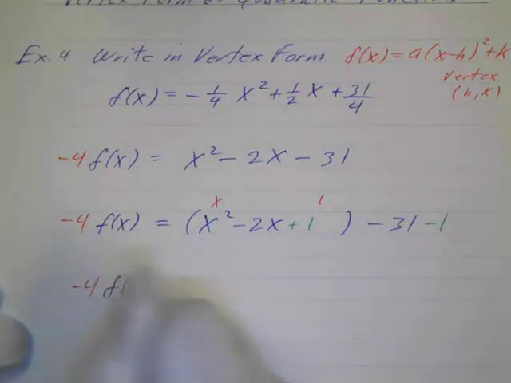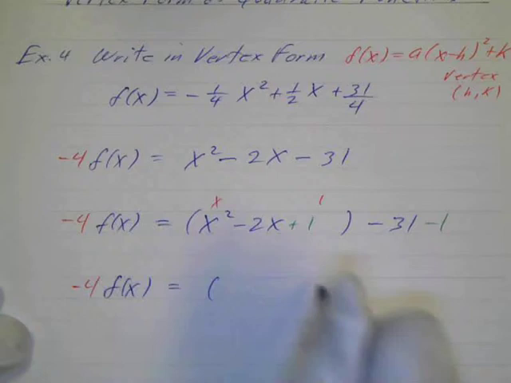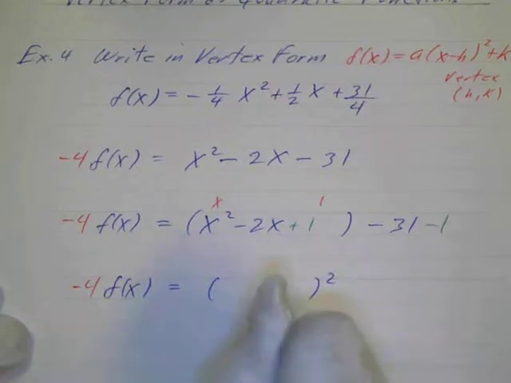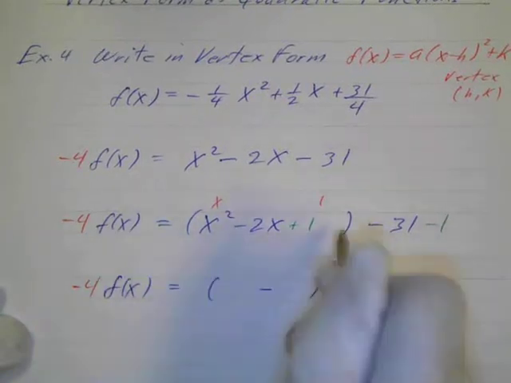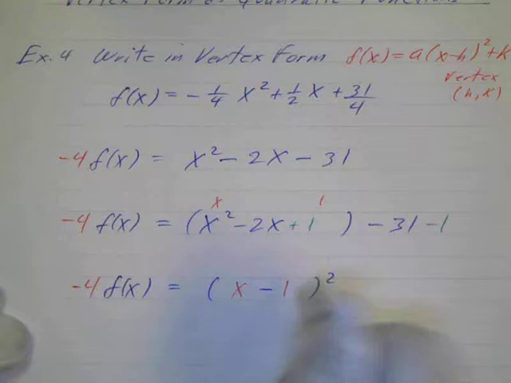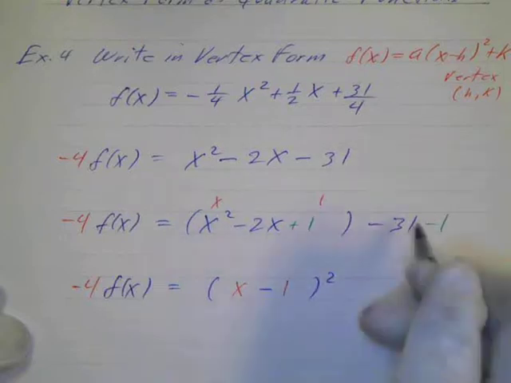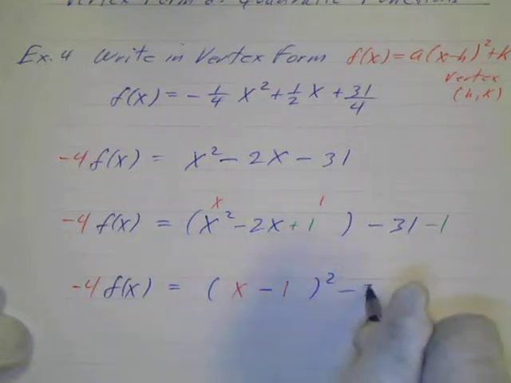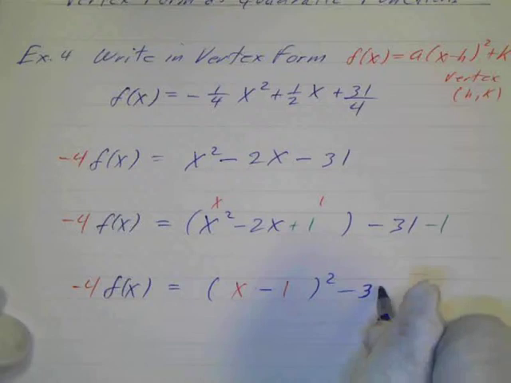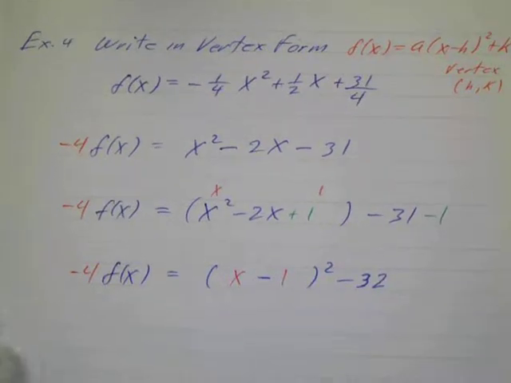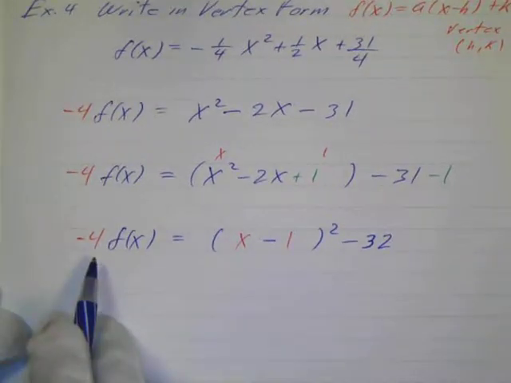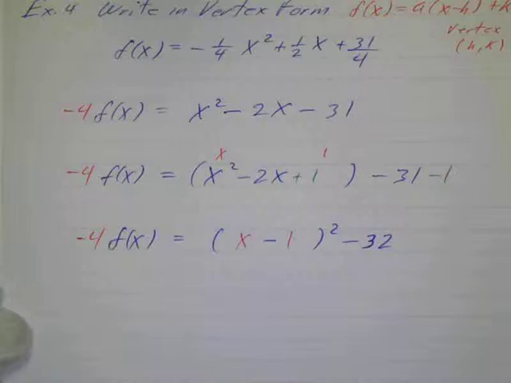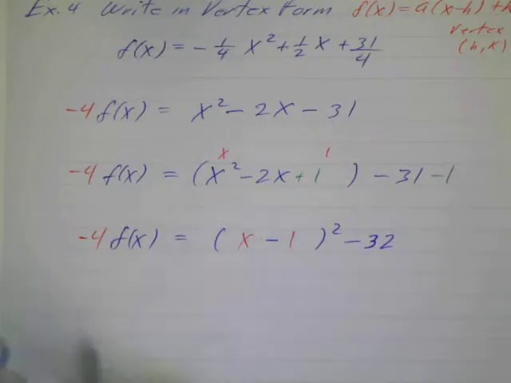times f of x equals, and this is going to be a nice binomial square. Put x and 1 here because this is a trinomial square, x and a 1. And this is going to be negative 32. Negative 31 and negative 1 is negative 32. So we're almost there. We just want f of x, not negative 4 times that, so I'm going to multiply everything by negative 1/4. I can divide by negative 4, it's the same thing.